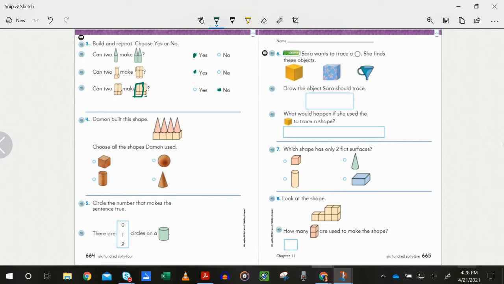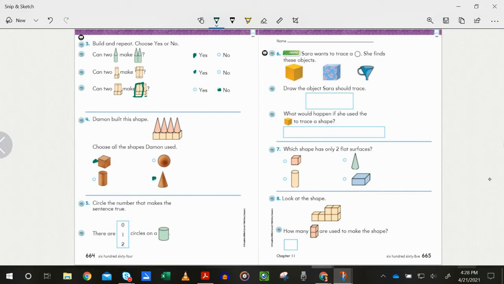Number 4, Damon built this shape. Did he use cubes? Yes. Did he use cylinders? No. Did he use spheres? No. Did he use cones? Yes.